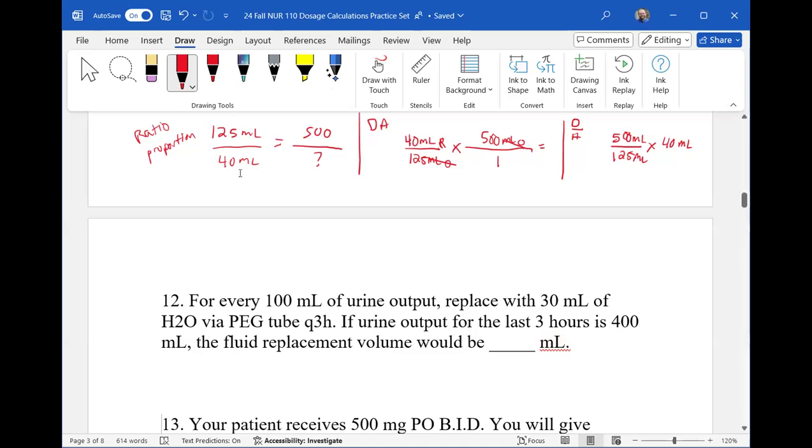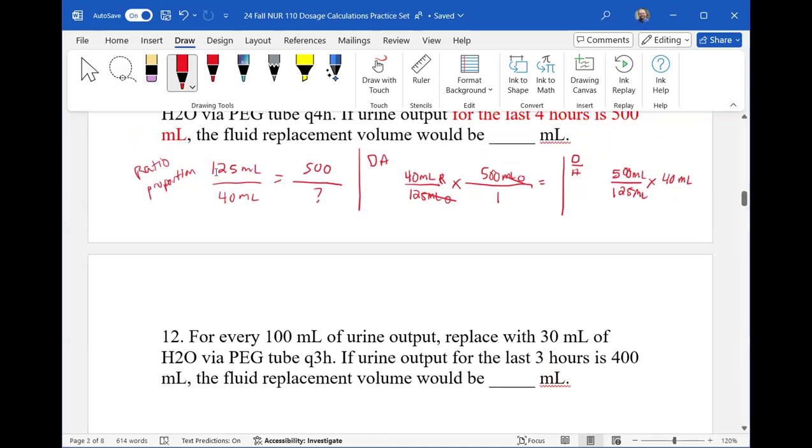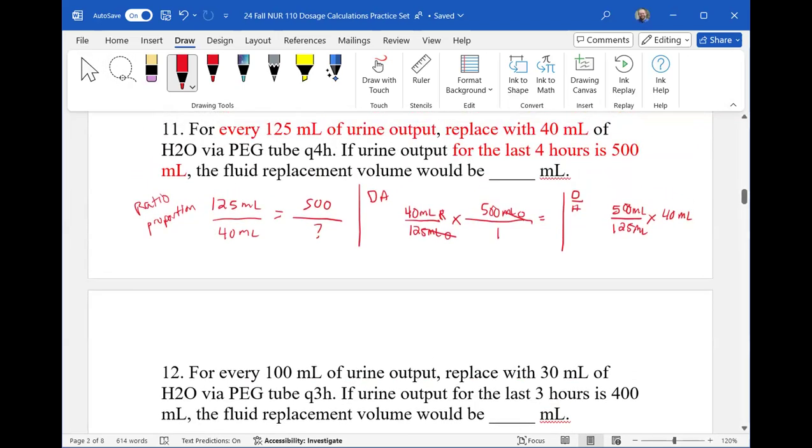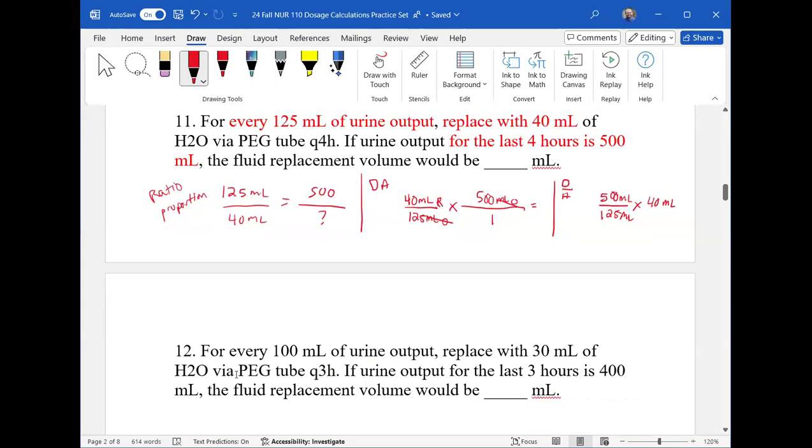I'll leave these formulas up here. Maybe you can see that. Let me open this up a little bit more. So for this one, it's for every 100 milliliters replaced with 30 every 3 hours, and after 3 hours, 400 milliliters lost. Just see if you can get the same answer I would get without looking at the key, and type it into the chat when you get it. If you don't know, just a question mark is fine, or I don't know, that's fine too.